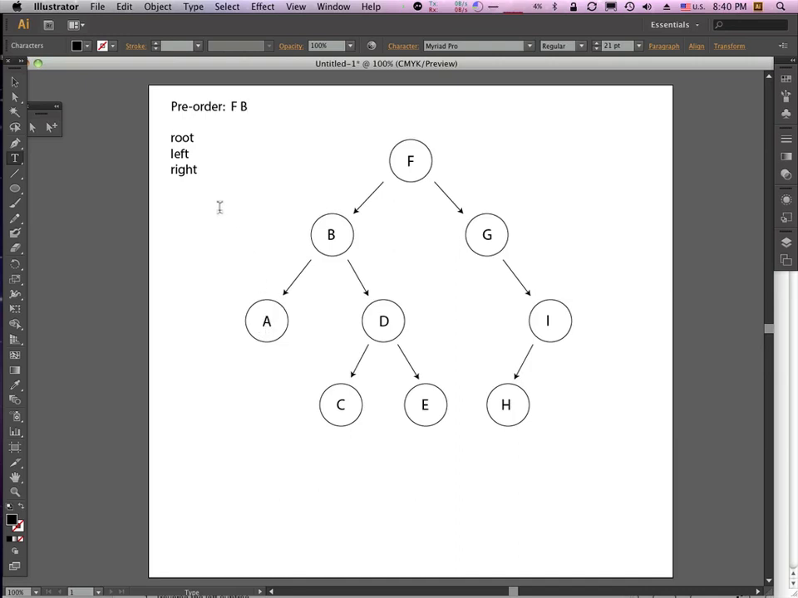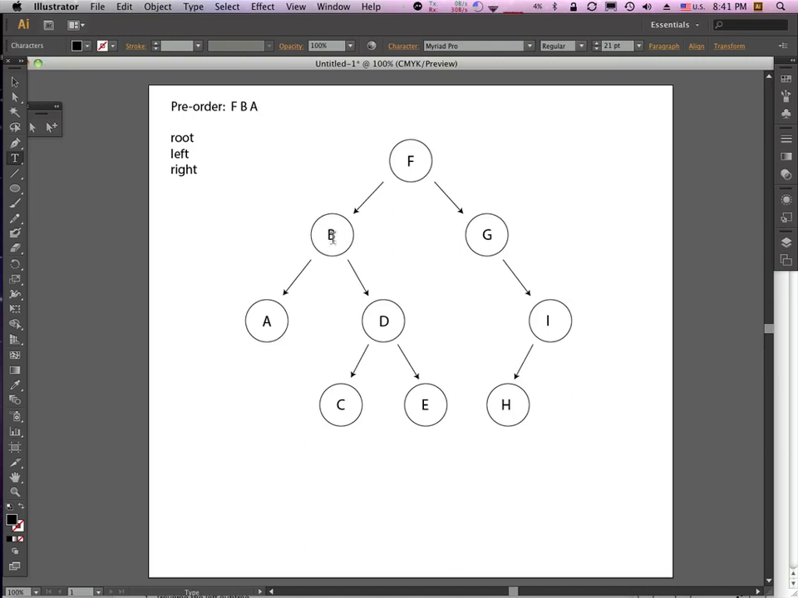So A starts. A starts at the root. What does it do? Prints out itself. Then it goes to its left, which is null. So it's just finished. It goes to its right, null. So A is now finished. A is the first in this bunch to have finished because it has done itself, it has done its left, it has done its right, it is finished, it is out of memory. We come back to B.